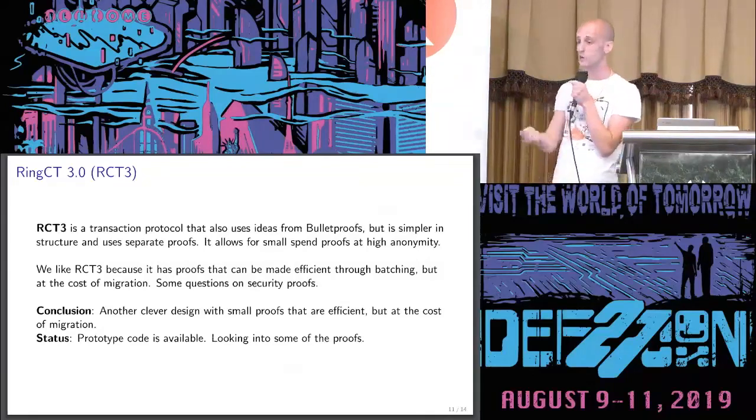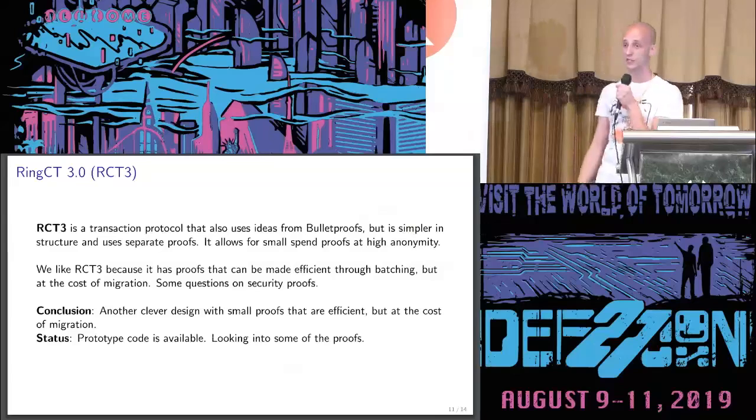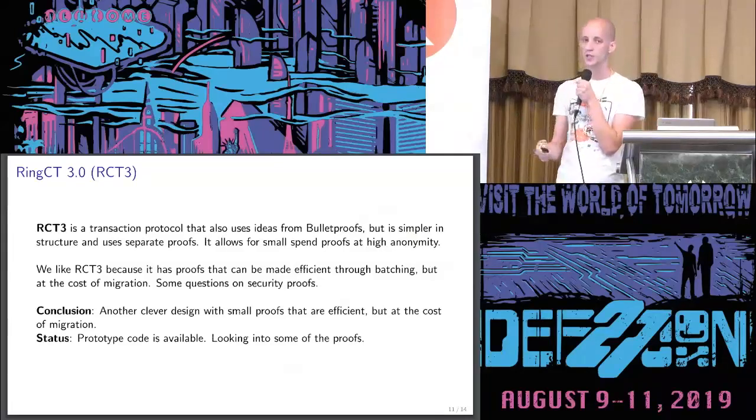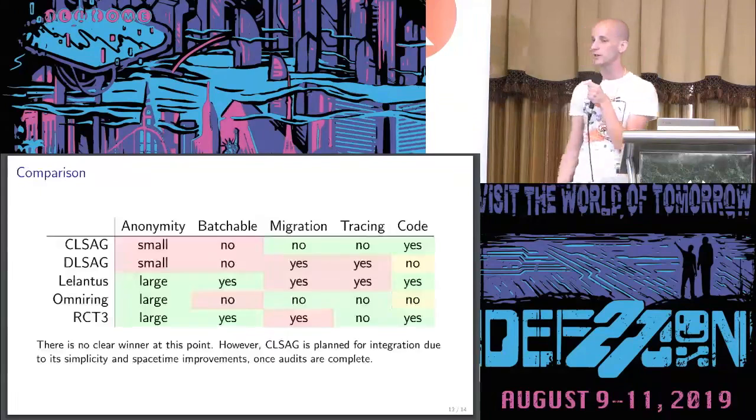Another downside is there are some questions that remain on some of the security proofs that are still being worked on. But much like OmniRing, it's a clever design, small proofs. In theory, it's actually quite efficient if you can batch it. And there is prototype code actually available for this too, and we're still looking into some of the proofs along with some other cryptographers.